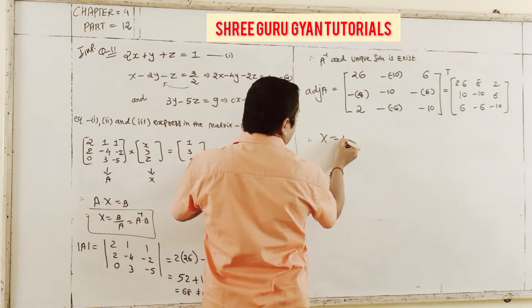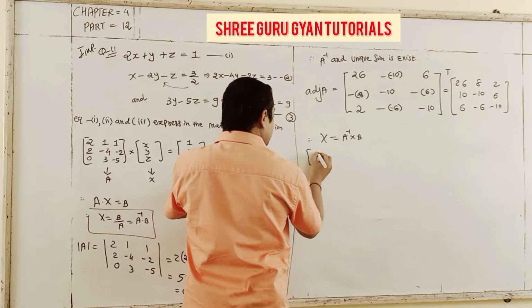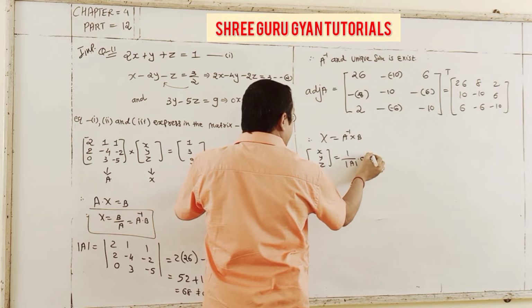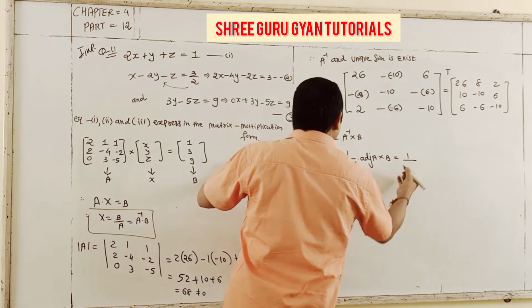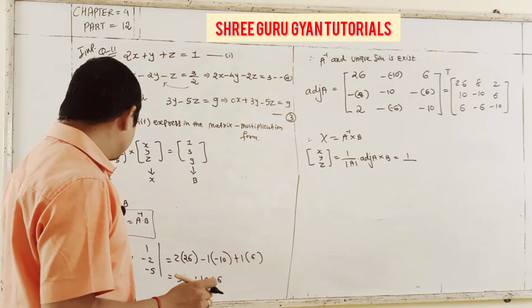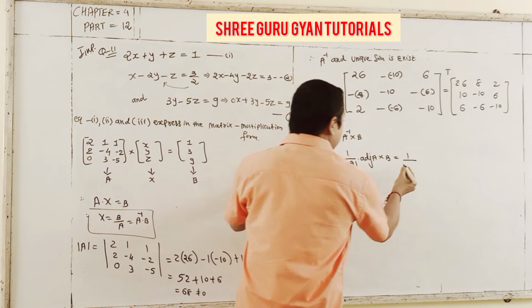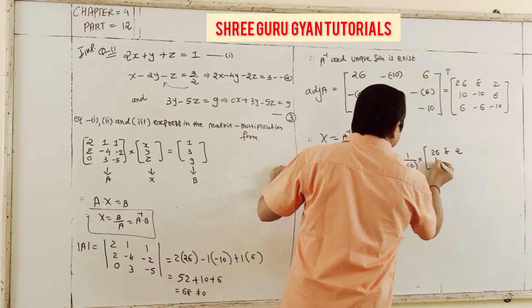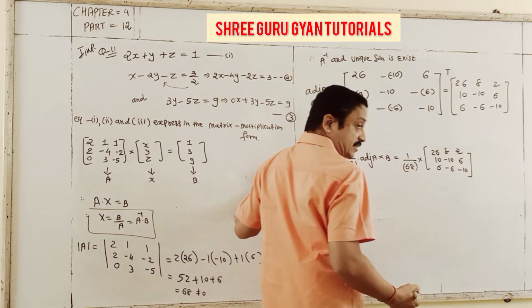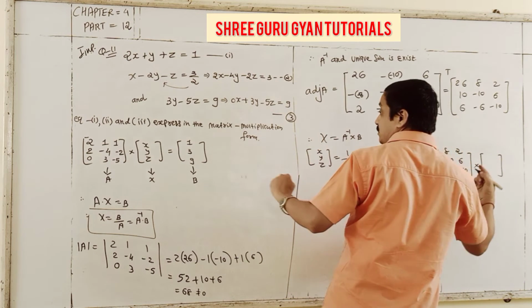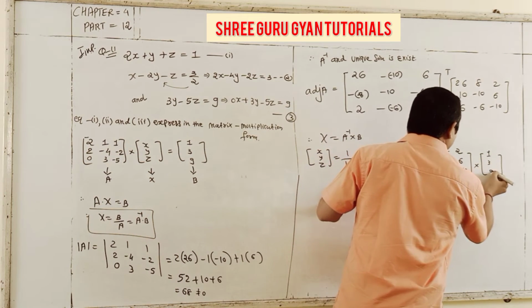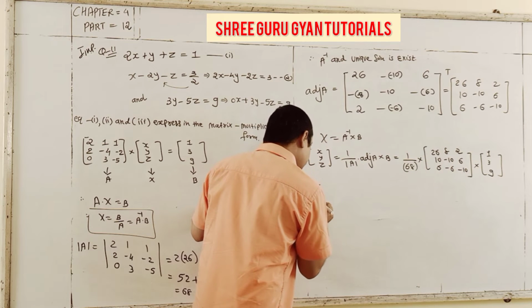Therefore x is equal to A inverse into B, it is xyz, 1 by determinant A, adjoint of A into B. But students, my determinant A is this one, already I know that, 68. Adjoint of A also ready, 26, 8, 2, 10, minus 10, 6, 6, minus 6, minus 10. And B value is this, students, 139. Now go to matrix multiply.